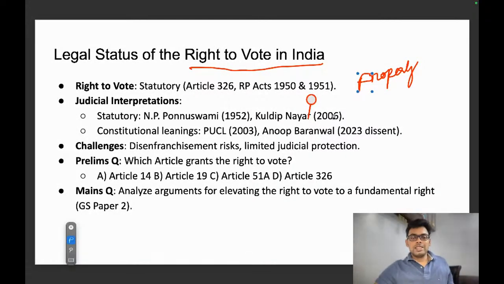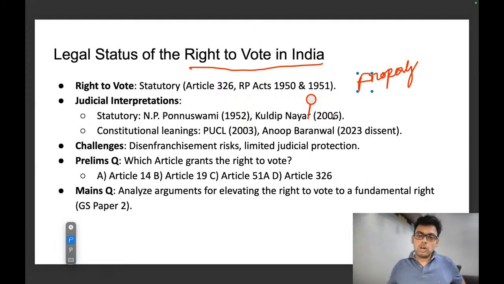Now there are a few cases. The case is NP Ponnuswami case, 1952. Second case is the Jyoti Basu case, then Kuldip Nayar. These cases have said that the right to vote is a statutory right. So keep in mind. Then there was the PUCL case, and then another case in 2015. I can give you the name.